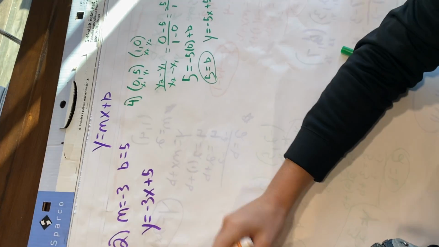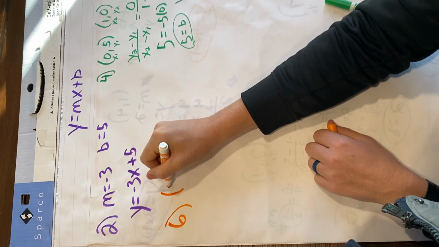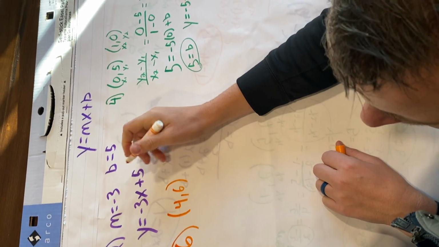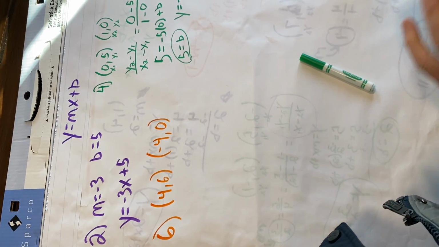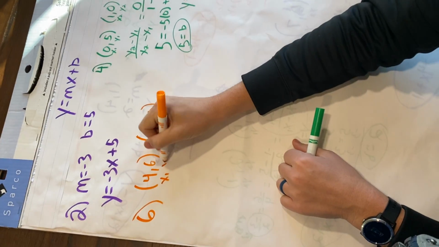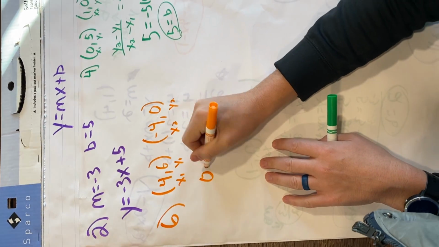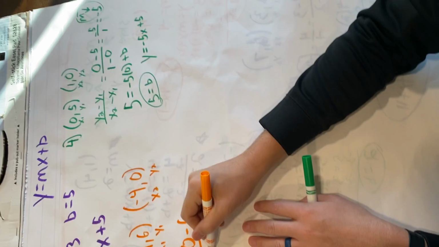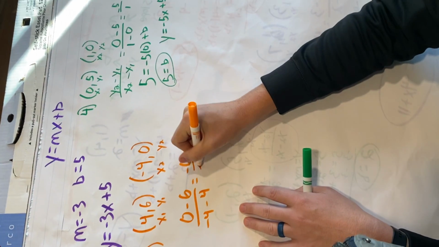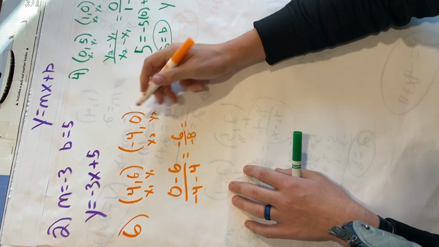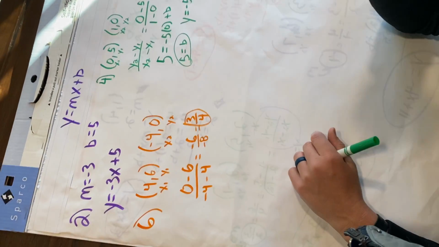Number 6. The 2 points we have are (4, 6) and (-4, 0). Remember what we said, it doesn't matter which one is x1 and which one is y1. We'll just put them in order. We're going to do 0 minus 6 over -4 minus 4. We get -6 over -8. A negative over a negative is a positive, so this is going to be +3 over 4 if we simplify it. That's our slope, remember.